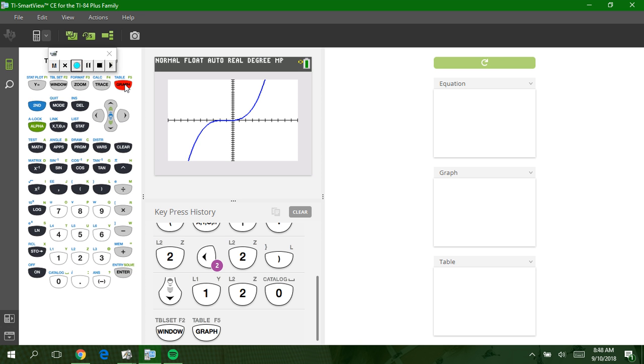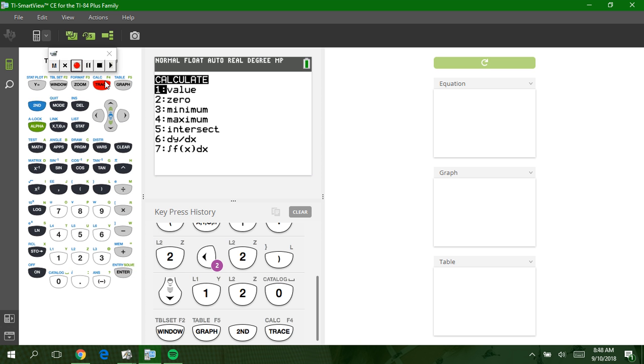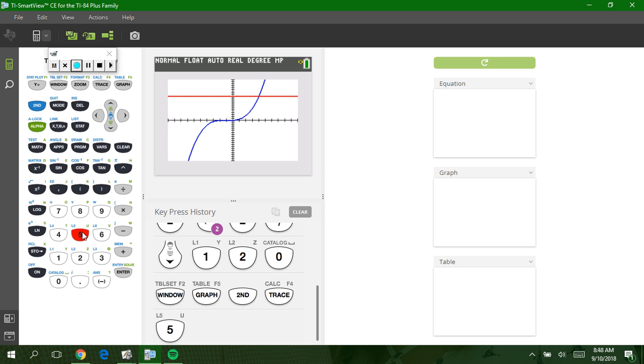Okay, so where do we go? Second, calculate or trace, which is the calculation button, which is number 5. Okay, it says first curve. See how it's highlighted on the blue? I hit enter. Now it's on the other curve. I hit enter. And it says to guess, but I don't care. There it is. What value is x then?